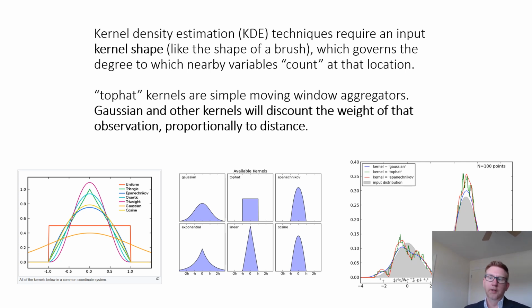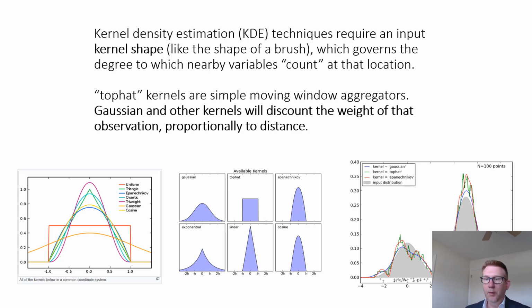So the top hat kernel is essentially a kernel that weights all observations equally within some fixed distance. Any observation within a band of, and this is a parameter that you have to supply, a band of 1 gets weighted at 1. But once you get outside of that range, we don't count it at all. So it's an all or nothing kind of kernel. You're either in or you're out, and everything that's in is weighted the same. If you've done moving average calculations before, this is essentially what you've done.